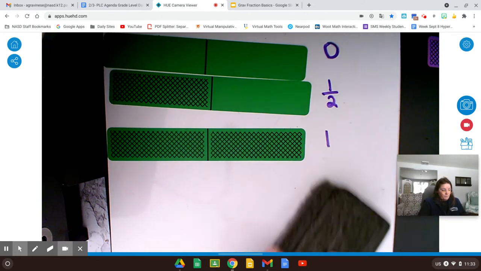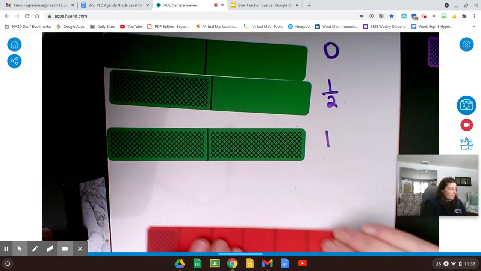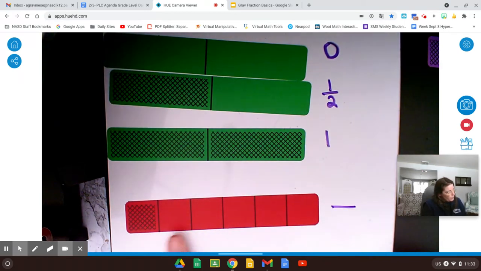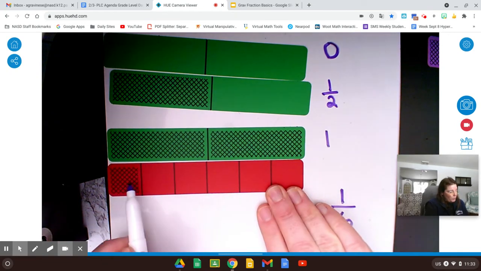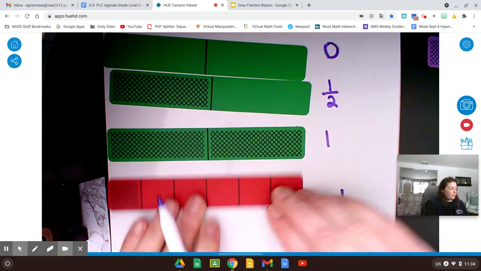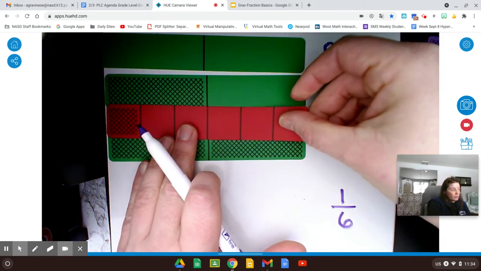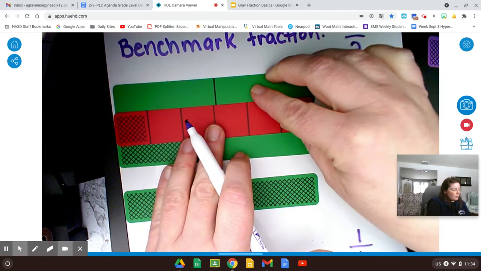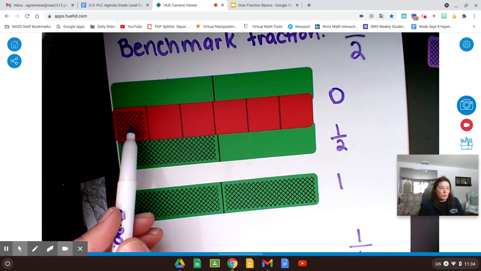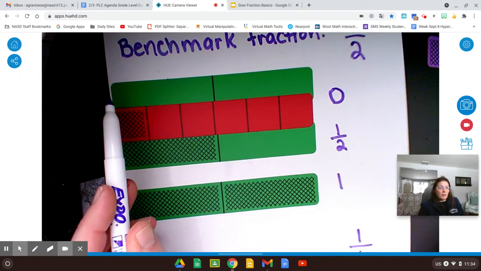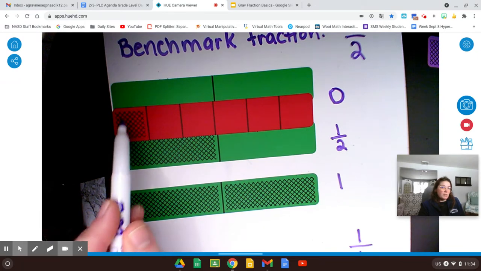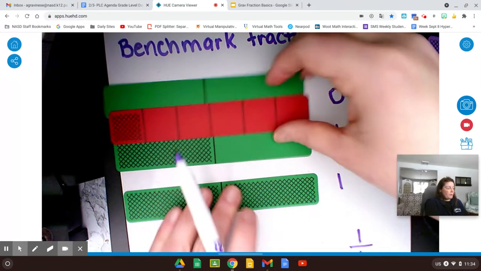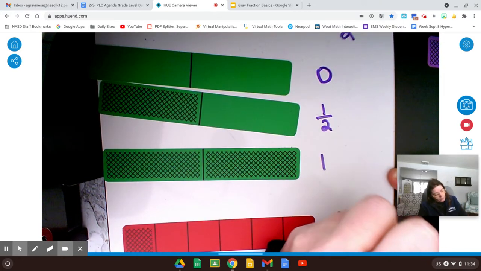Okay, let's do another one. Let's take this fraction. 1, 2, 3, 4, 5, 6 equal parts, and 1 of them is shaded in. Well, if I compare that with my whole, it's definitely not close to a whole because I would need more of these to be shaded. So I'm looking at a half or 0. Is this red fraction 1/6 closer to being halfway colored in or not at all colored in? It's closer to being not at all colored in because there's only this amount of shaded area out of that entire strip. So 1/6 rounds down to 0.